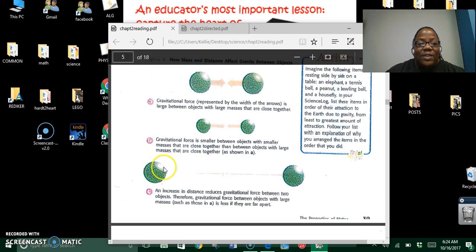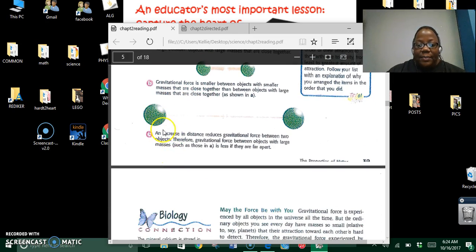You knew that. You don't have any gravitational force in space. You don't have any weight in space because the further apart the two objects are, the more the gravitational force, weight, is reduced. Therefore, gravitational force between objects with large masses, such as those in A, is less if they are farther apart. So the closer two objects are, especially with large masses, the bigger the gravitational force, which is the weight. Two objects that are still large in mass, but the farther apart they are, the less gravitational force. This is us versus being in space. Basically the same thing, okay?